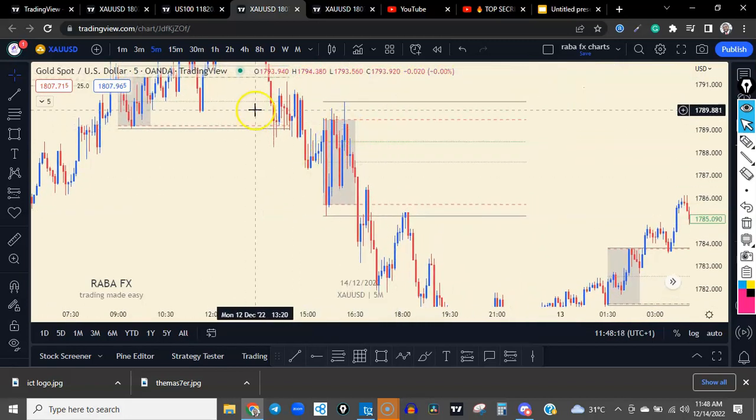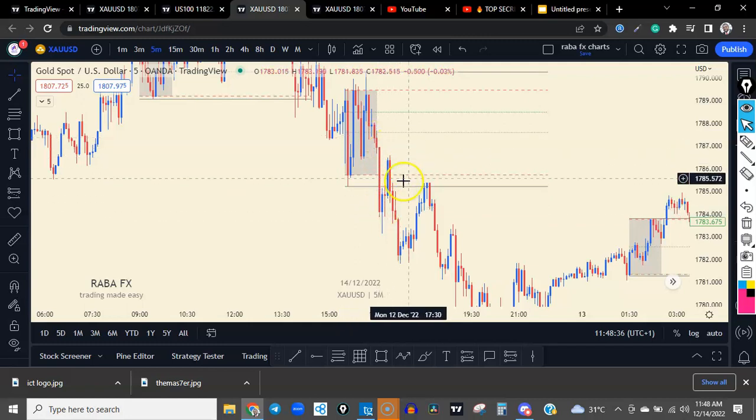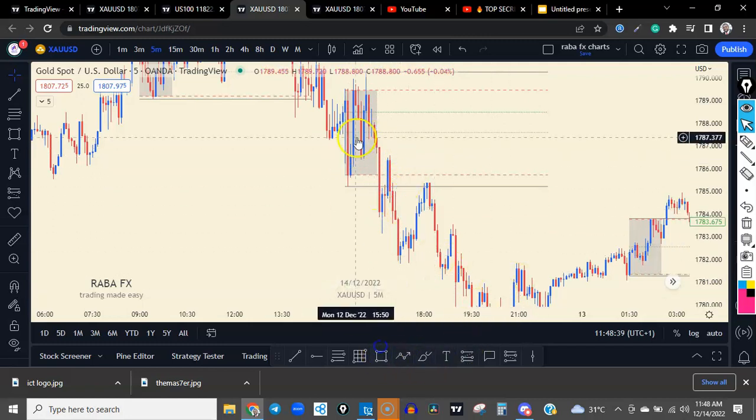Now this is another example on gold. If you can see here, at the end of that session, on that time window, price closes below. This time around, I traded into the ICT fair value gap here.